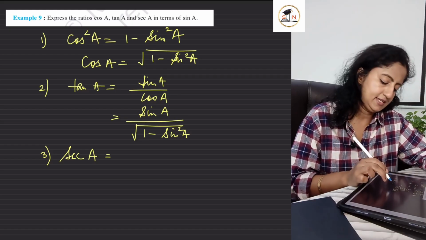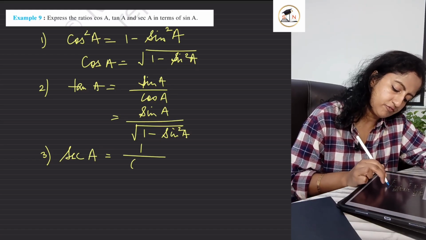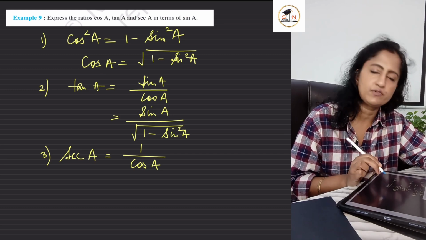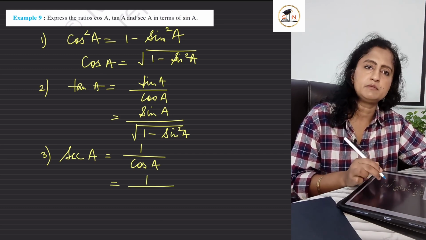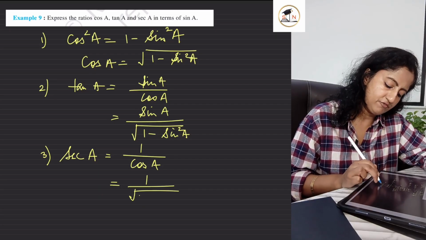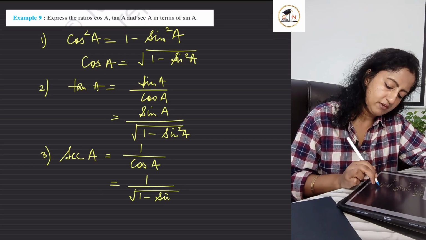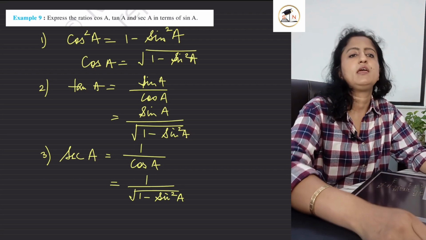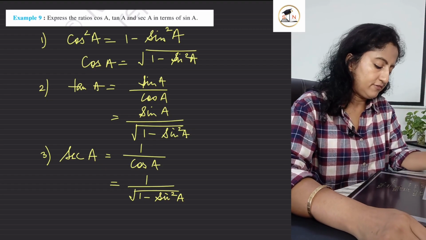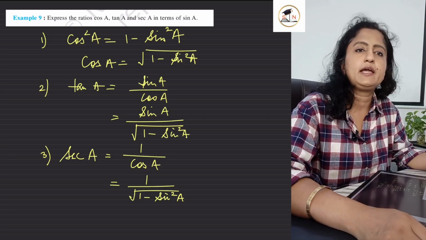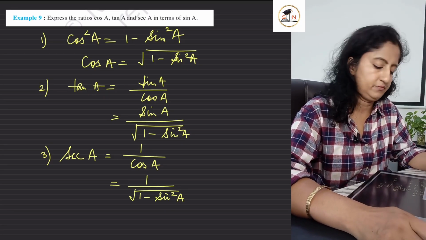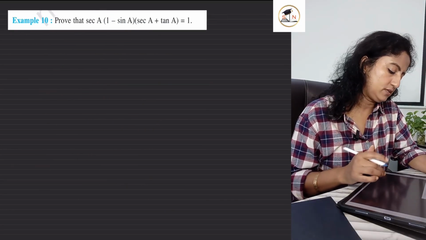Okay. The last they had asked in the question was sec A. Now, what is sec A? Sec A is the reciprocal of cos. I can write it as 1 over cos A. And now we have already converted cos in terms of sine. So it means 1 over square root of 1 minus sin square A. This was the first example for the identity-based questions. However, it is example 9 from the whole chapter 8. Okay, let's start with the next one.